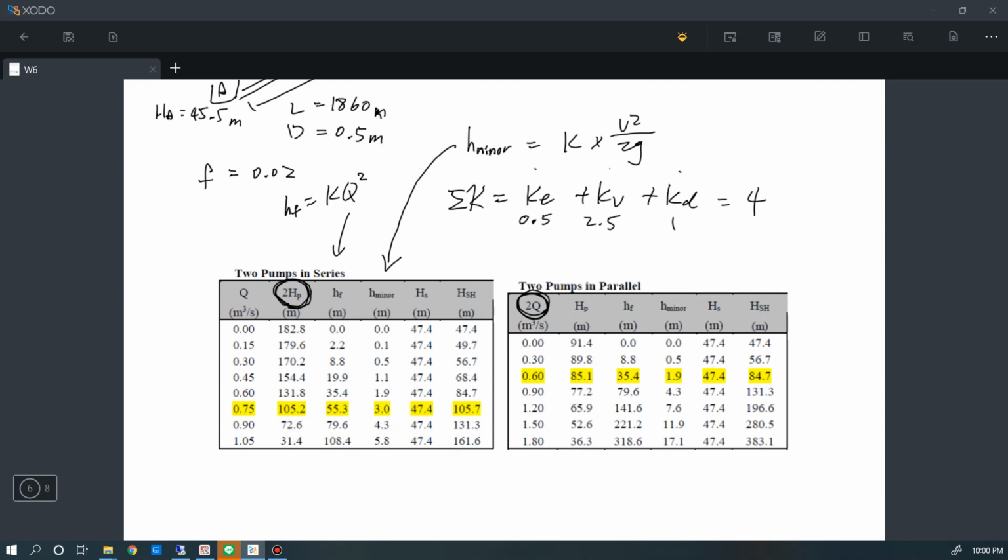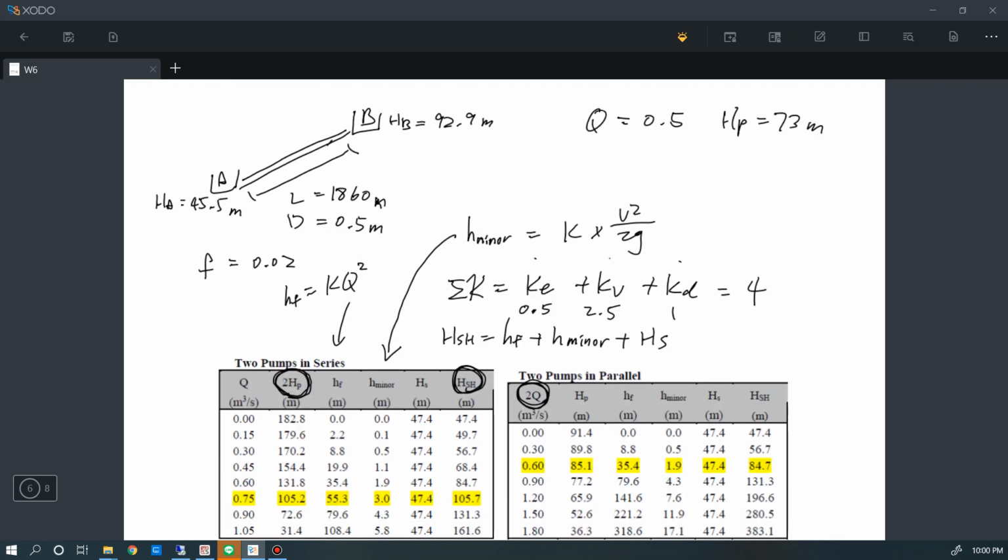And now the total system energy that we need is equal to the friction head loss plus the minor head loss plus the elevation difference between the reservoir A and reservoir B. So this HS is equal to 92.9 minus 45.5, as I show in this figure.